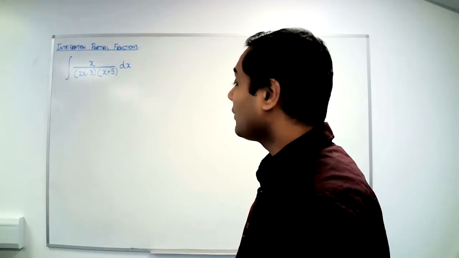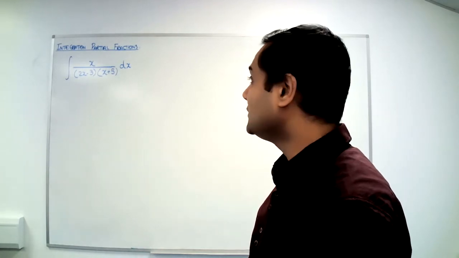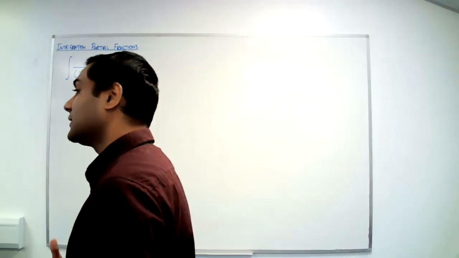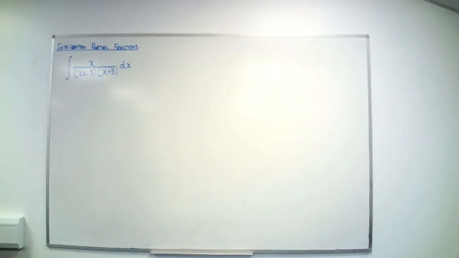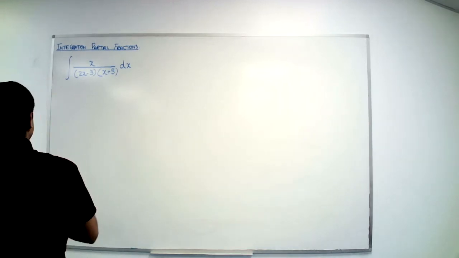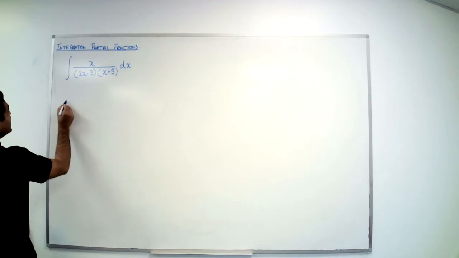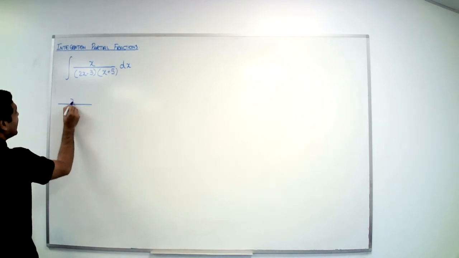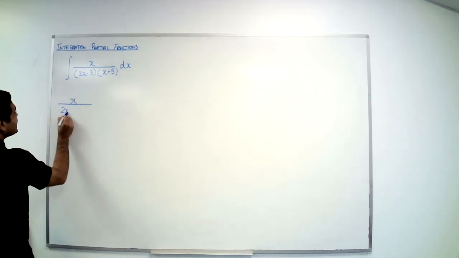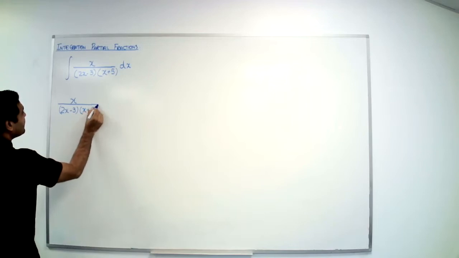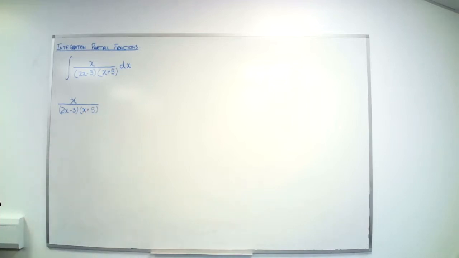Okay. So when we got the partial fraction, how do we integrate the partial fraction? First, we need to convert the partial fraction into something that we can integrate, and then we integrate. So we're not going to integrate straight away. First thing we need to do is solve this partial fraction. I got x over 2x minus 3, and let's say I got x plus 5. So I need to convert that into a normal fraction.